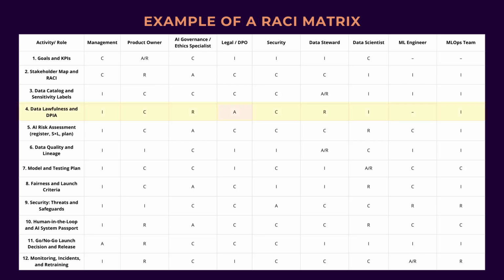Key rules, exactly 1A per row. This is the golden rule of RACI. It eliminates diluted accountability and ensures each decision has a single owner. There may be multiple R.